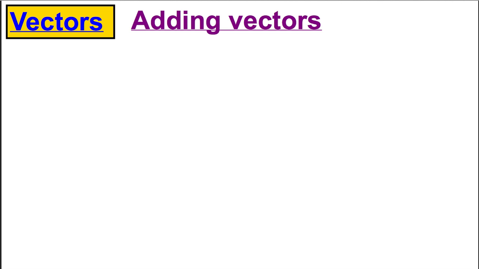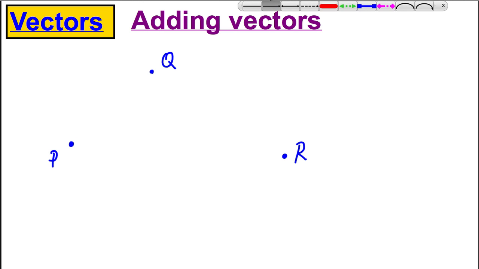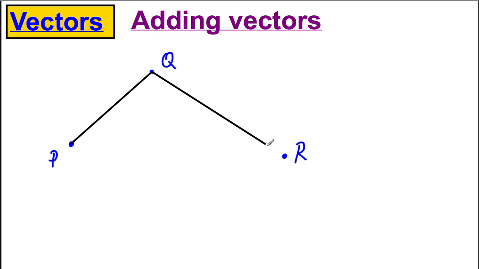Next thing, how do you add vectors? Say you were going from the point P to the point Q, maybe then to the point R. PQ we might call vector A, and QR we might call vector B. Okay? And the question is, what does A plus B mean? What does A plus B mean? Well, what does A mean again? A takes you from P to Q.